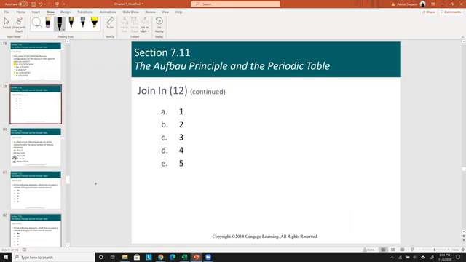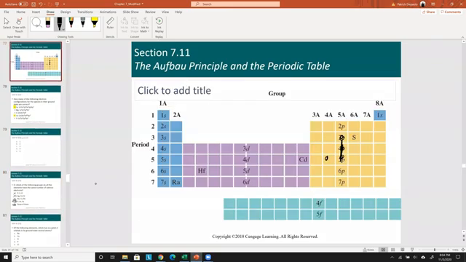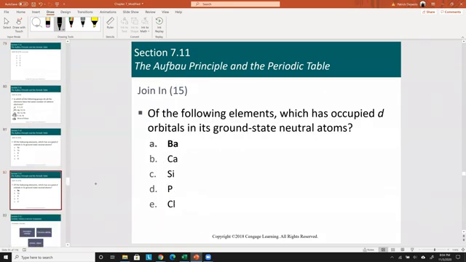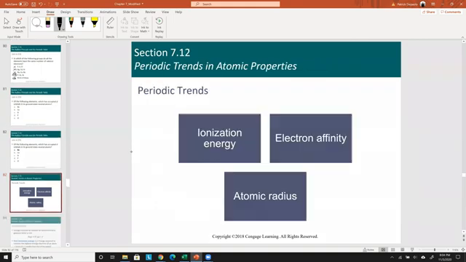And then silicon, where's silicon? Silicon is right under carbon. Nope, doesn't go through any d orbitals. Phosphorus, same thing. Chlorine, same thing. Calcium, same thing. So the answer is barium.